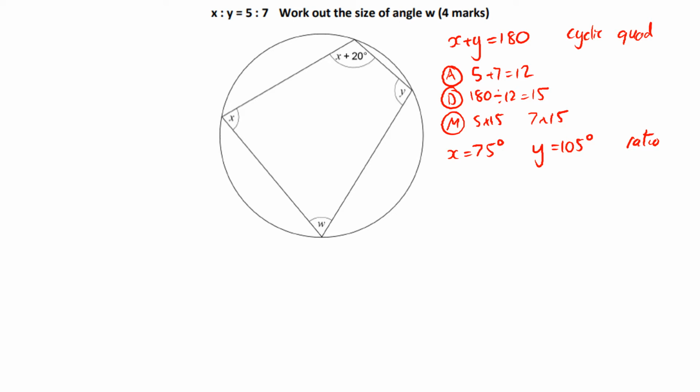What can we do with that? Well, this would mean that x plus 20, which is in the top of the circle here, is equal to 95 degrees. And so w must be equal to 180 minus 95 degrees, must be equal to 85 degrees. And again, the reason there is cyclic quadrilateral. So there we go. Using ratios. They really love those in the exam for some reason.